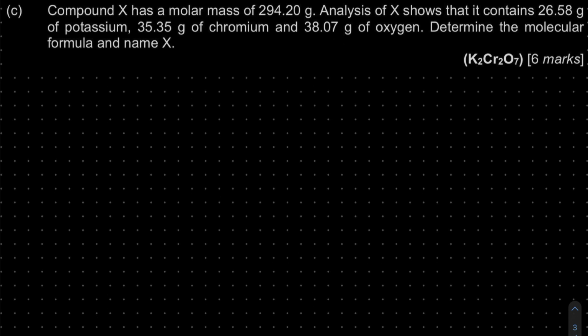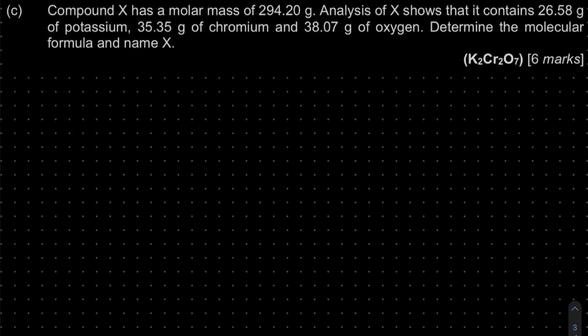Let's have a look at question 1c. So, compound X has a molar mass of 294.20 gram. The analysis of X shows that it contains 26.58 gram of potassium, 35.35 gram of chromium, and 38.07 gram of oxygen. Determine the molecular formula and name X.